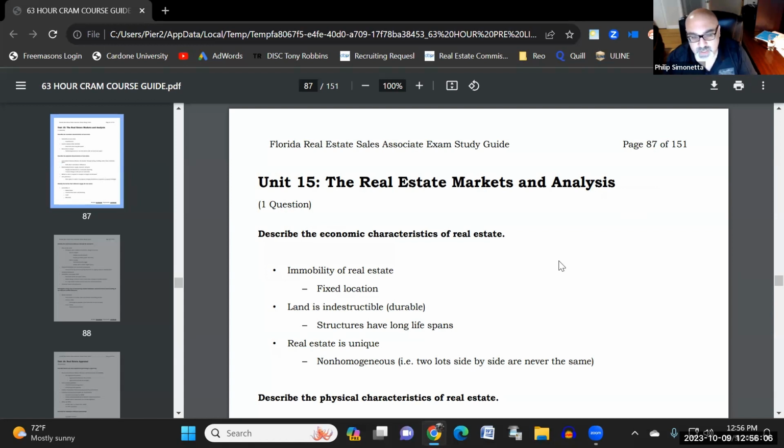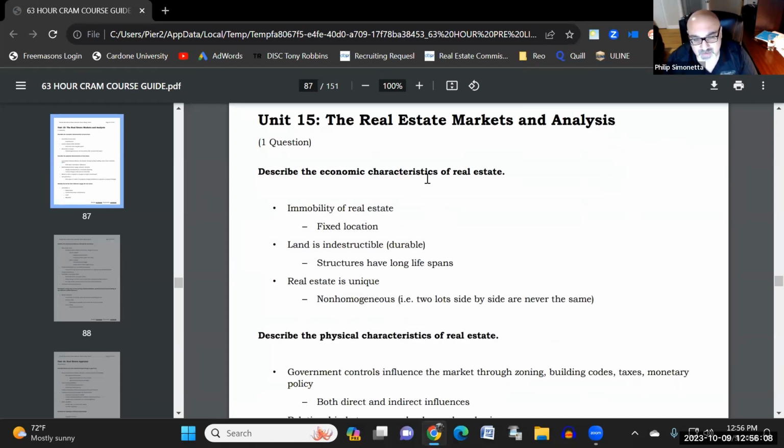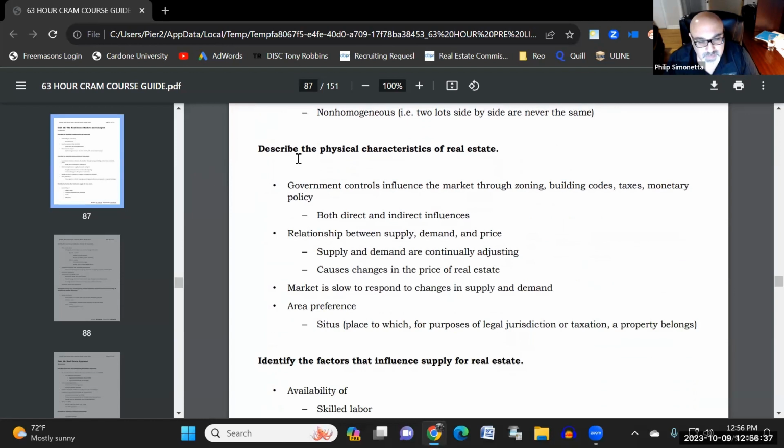Okay, so what you need to know here is you need to be able to describe the economic characteristics of real estate. Number one, it's immobile. The immobility of real estate, it's fixed. You can't move it. Land is indestructible. It's durable. Structures have long lifespans, but the land is indestructible. It stays. And real estate is unique. Okay, so it's non-homogeneous. Two lots side by side are never the same. There's never two duplicate pieces. There's different elevations, different sizes, right? So we have to be able to describe the physical characteristics of real estate.